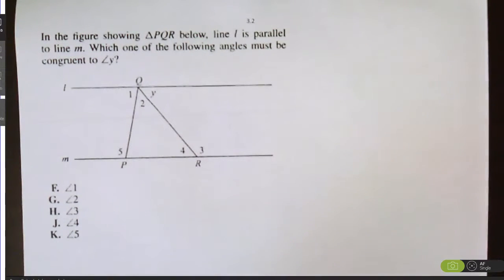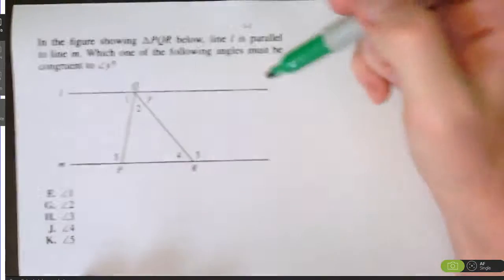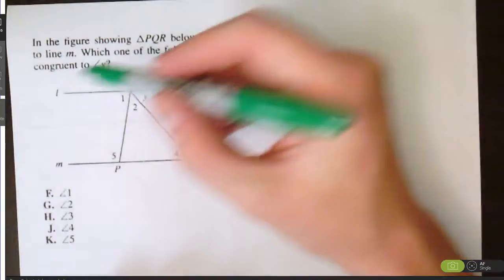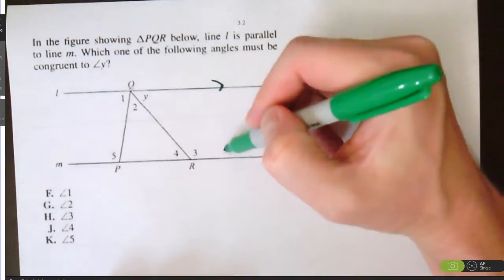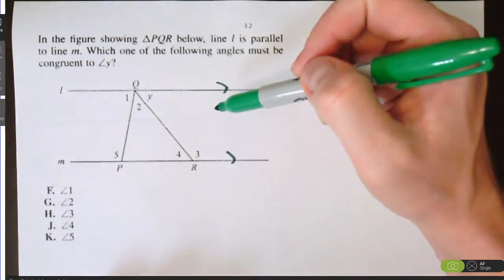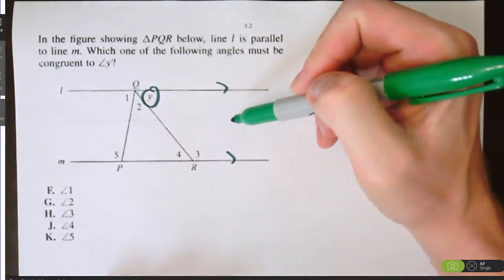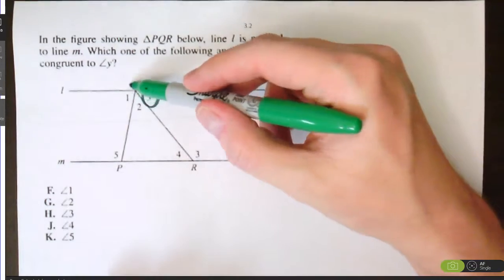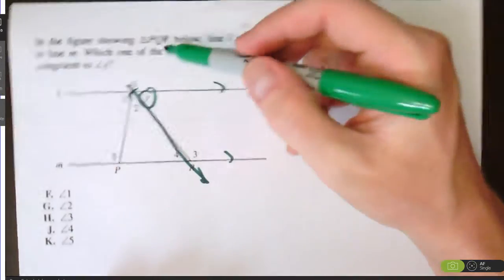Okay, so here are some examples we went over in class in case you missed class or just need to review something again. The question is, given the figure below, and line L is parallel to line M. So these two lines are parallel. The question is, which angle is congruent to angle Y? Well, here's angle Y. And what you have to catch is that we have a transversal with QR.